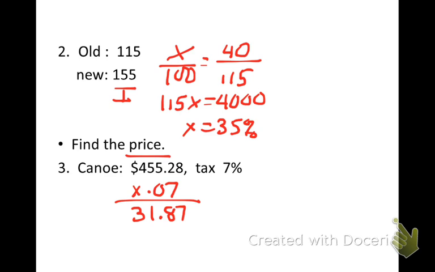But this said find the price, so what would we do? We would need to add it on to get the price because we pay a sales tax, and you get $487.15.